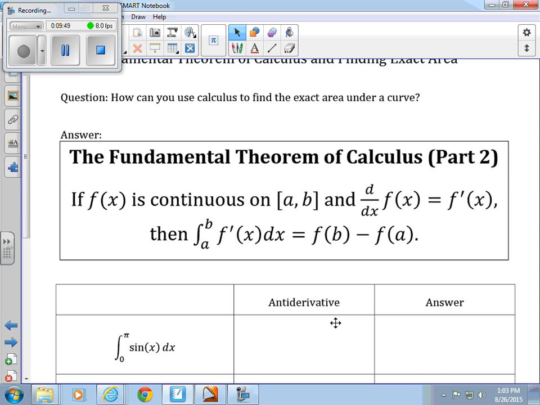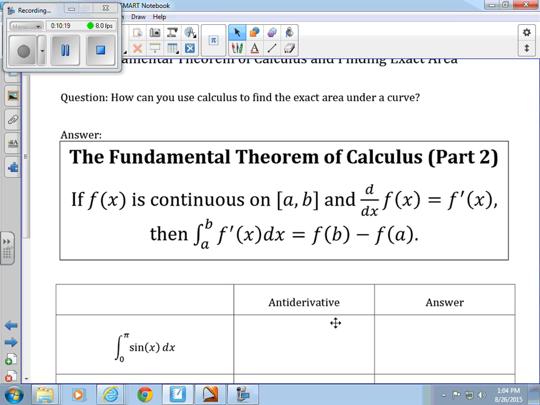So, how are we going to do it? Okay. So write that down and then we will find the area under sine of x exactly with very little work. It's really the same. It's called part 2 in this textbook that I got this out of. In some textbooks they don't break them up.